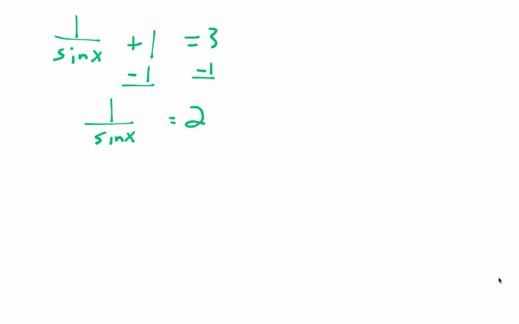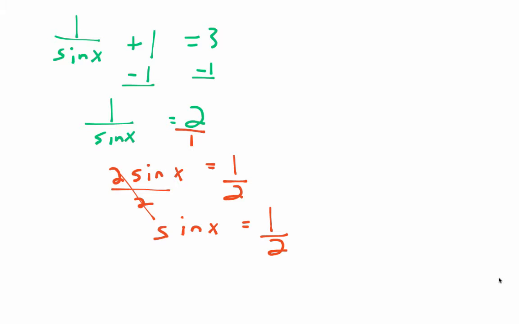Now we're there. What are you talking about? We're there. You can clear the fraction by multiplying by sine x. You can cross multiply. Put that over 1. Cross multiply here. 1 times 1 is 1. That's 2 sine x equals 1. Divide by 2. Sine x equals 1/2. Now, you just do the inverse sine. x is equal to sine inverse of 1/2.